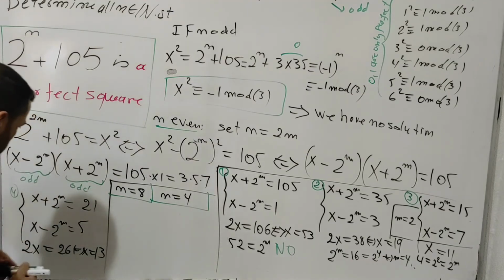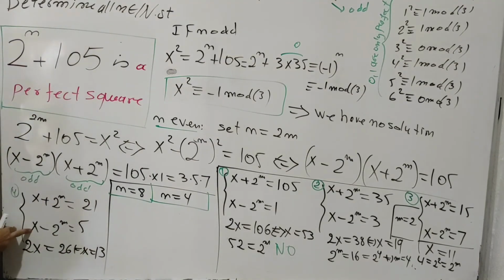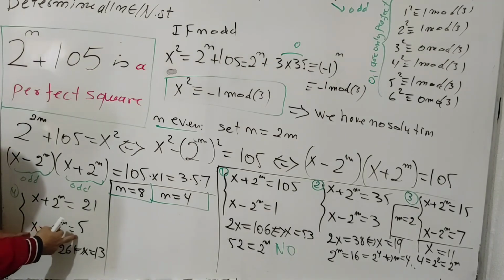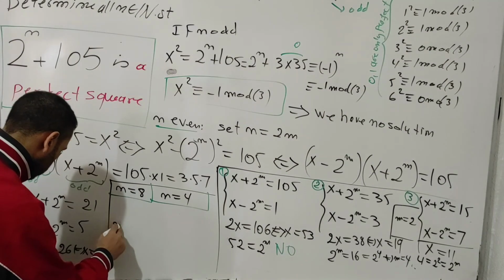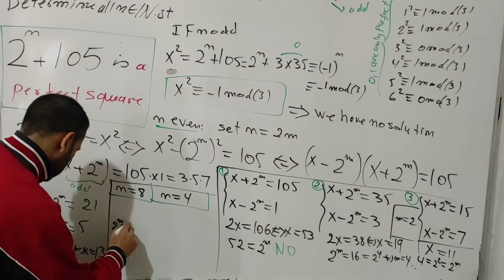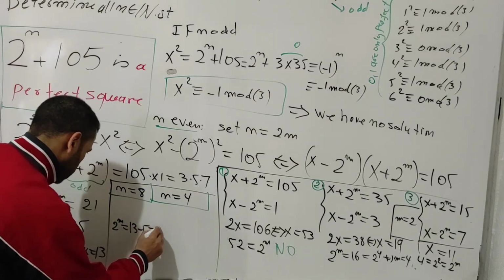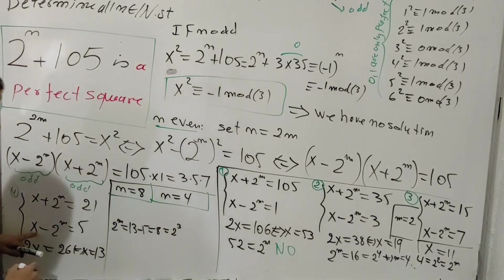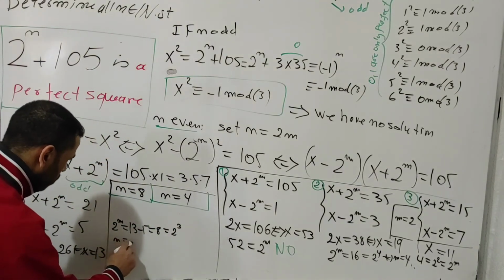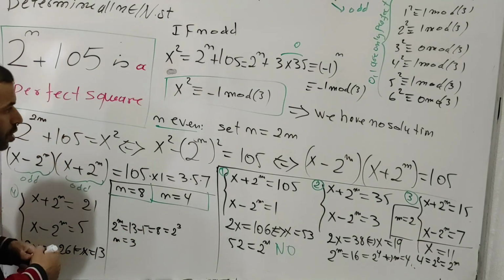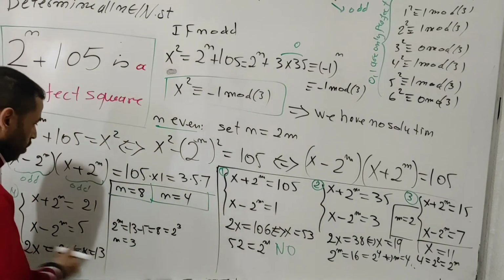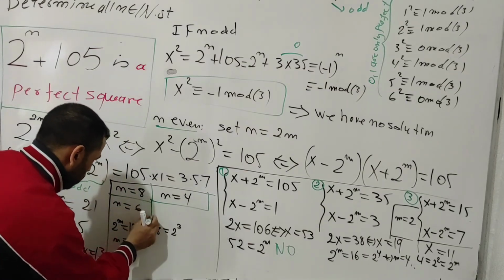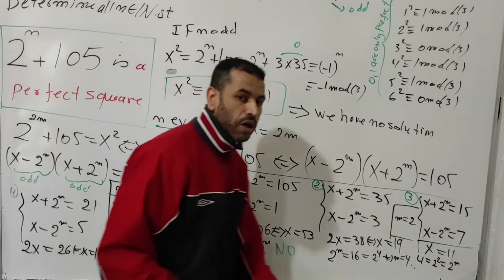By putting the value of x into the second equation, I get 13 minus 5, which is 8. So 2 to the m equals 8, which is the same as 2 to the 3. Now I found m equals 3. Since n equals 2m, n equals 6. N equals 6 is the other solution. Now I am done with this problem.